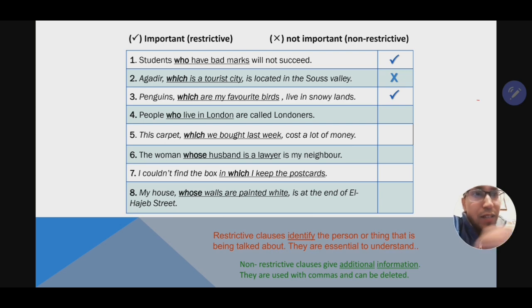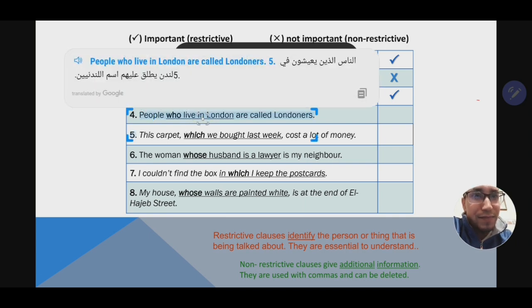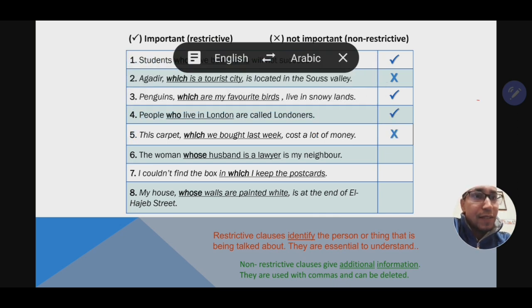Next, people who live in London are called Londoners. Is this, who live in London, important or not? Can we say people are called Londoners? واش يمكننا نقولوا الناس سميتهم لندنيين؟ In NS, which means the question which people. That's why it's important and we have to keep it. Hold on. Oops, ديروا بحال ما شفتوا هذاك الجواب. بحال الكلاسروم بحال ما شفتوا الجواب اللي داز.